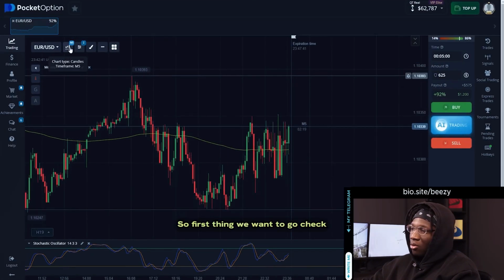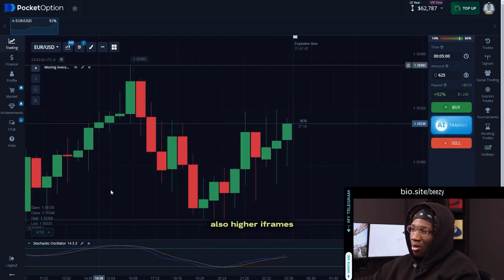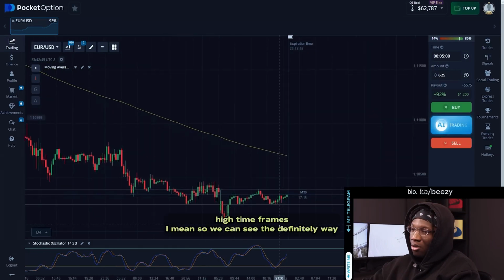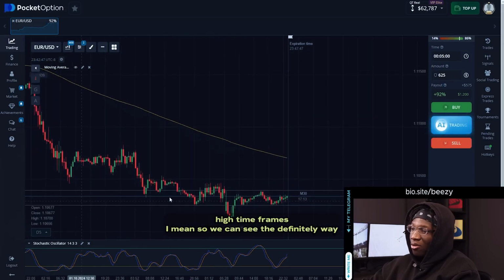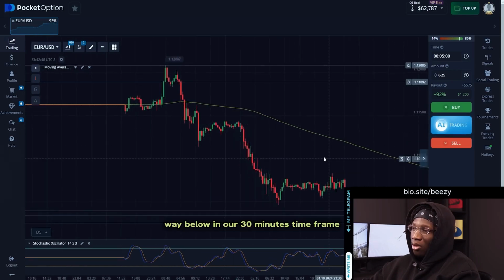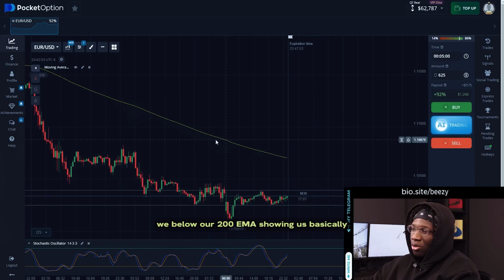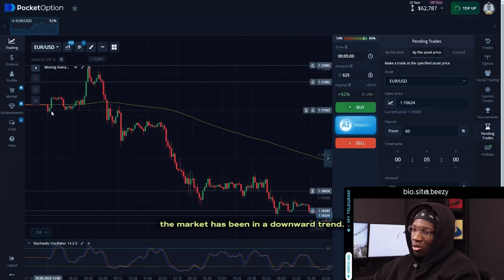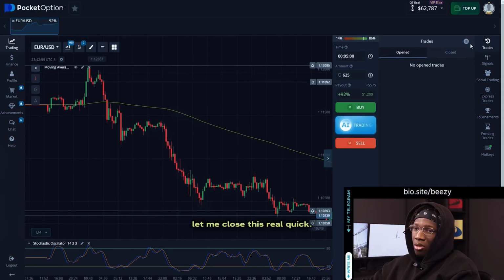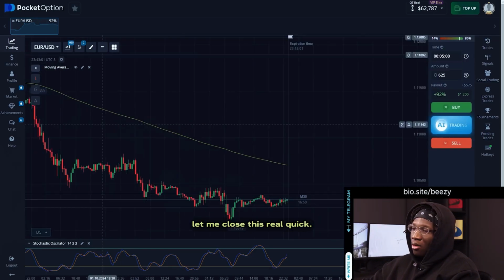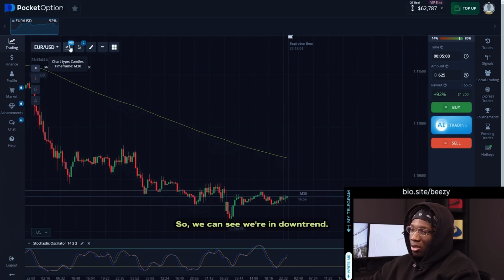So first thing, we want to go check also our higher time frames. We can see that definitely we're way below in our 30 minutes time frame, way below our 200 EMA, showing us basically the market has been in a downward trend. Let me close this real quick. So we can see we're in downward trend.